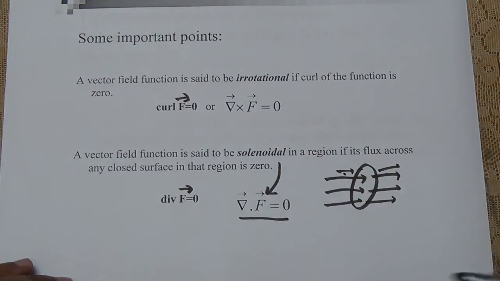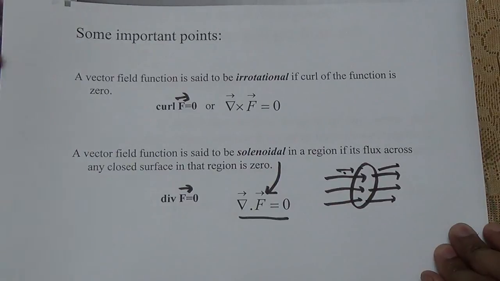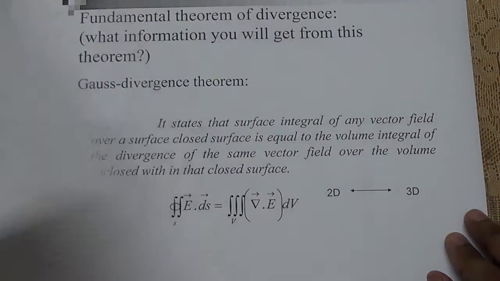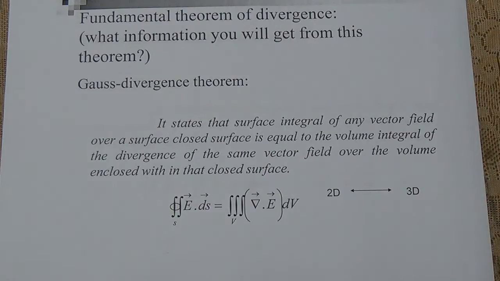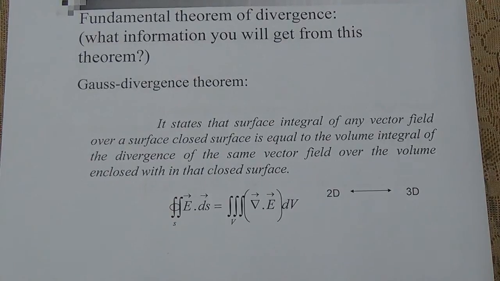So there are two more scientific words here in the operation of these three operators: when curl F is equal to 0, that vector field function is known as irrotational, and when the divergence of any vector field function is 0, then that field is known as solenoidal. So these are the two more important points in the operation of these operators. The next point will be the two basic theorems, Gauss divergence theorem and Stokes.